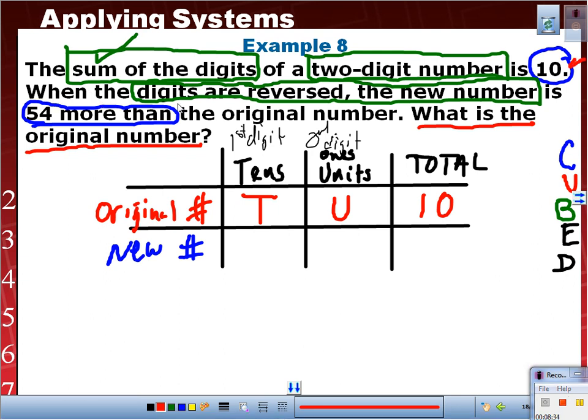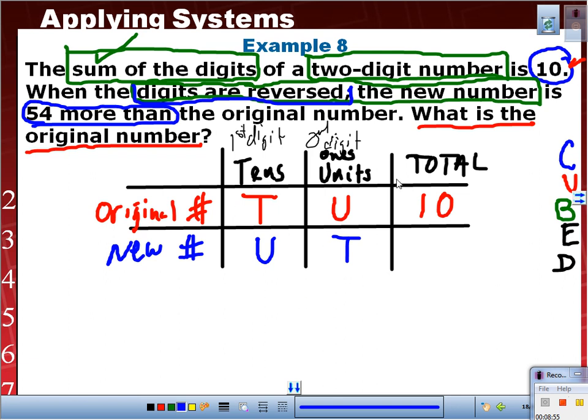It says, when the digits are reversed. So pay attention to this part. Put your pencils down. Here it goes. When the digits are reversed. So what digits were originally? T and U. When they're reversed, that means this one would be what? U, and this one would be T. Are we there so far?